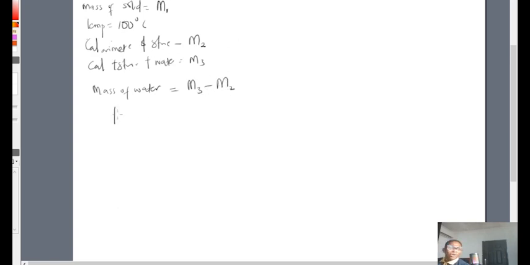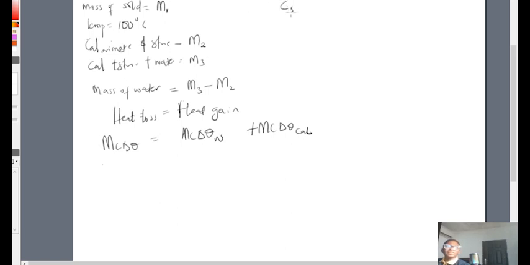So heat loss is equal to heat gain. And don't forget the formula of heat. Heat is MC change in theta. Two things are gaining heat here: the water, MC change in theta for the water, plus MC change in theta for the calorimeter. Those are the two things gaining heat. Let's assume C of solid is for the solid, C of calorimeter is for the calorimeter, then C of water is for the water.